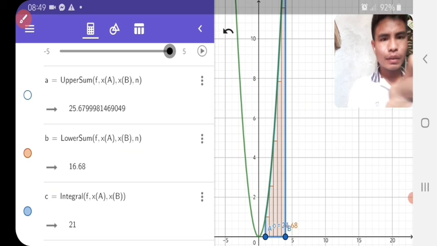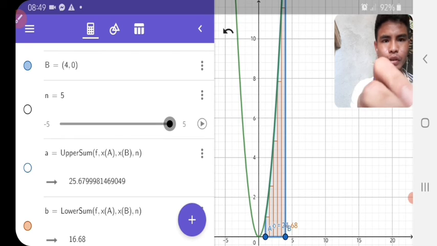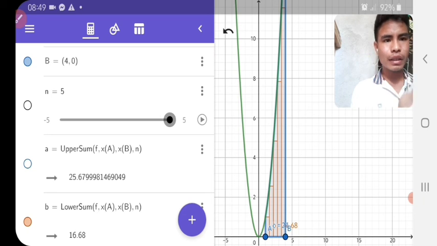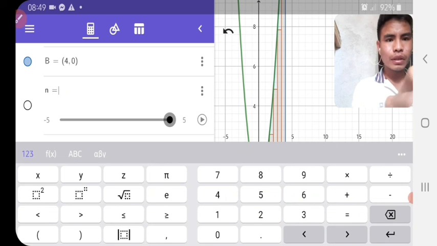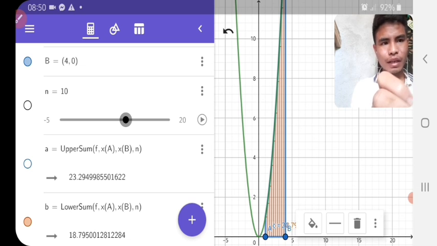Okay, and that would be all. I will also show you our n, which is the number of rectangles. If we let our n be equal to 10, our rectangles will become 10 rectangles. The more our rectangles become tiny, or the more our n increases, the approximation also gets closer to the actual value.